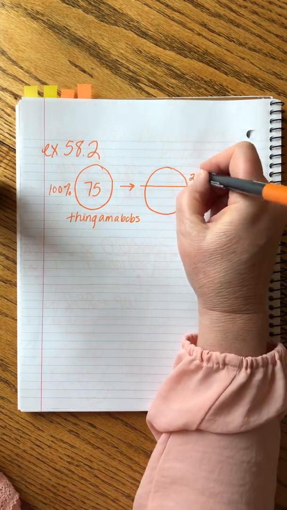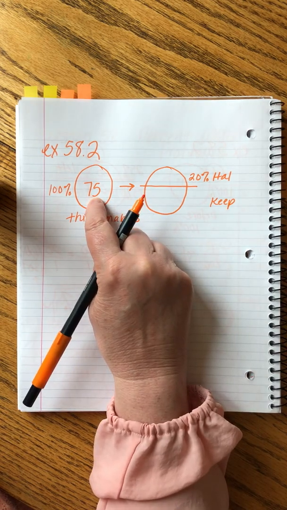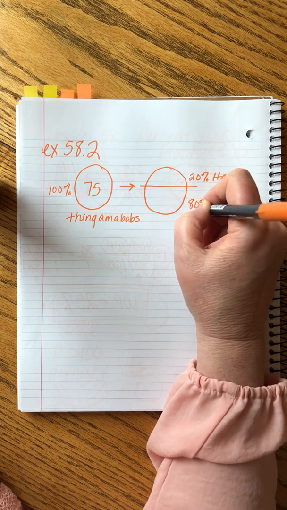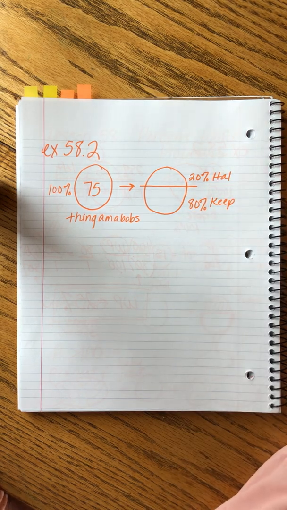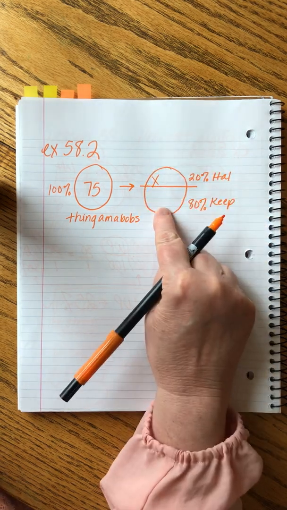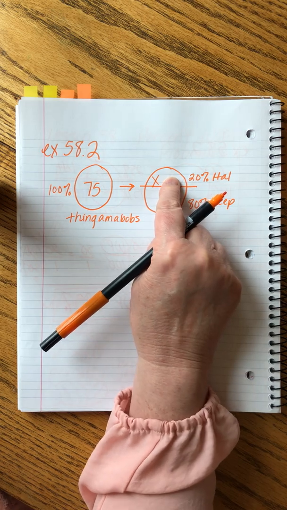Now the percents always go on the outside, and the actual number goes on the inside. That's the way I want you to draw these diagrams. So this we know is 80%. They'll be keeping that. This is the number we want to find, isn't it? We're not trying to find the percent that they keep. We're trying to find the percent that they want to give to Hal.